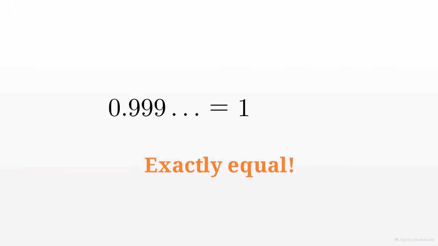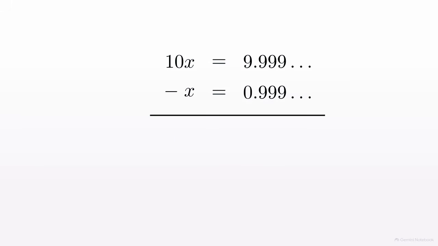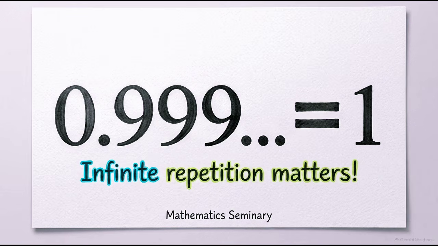This is a strict, undeniable equality. It is not an approximation, and there is absolutely 0 gap between these two values. Reviewing the algebraic logic side by side clarifies exactly how this works. Subtracting the original infinite string from 10 times that value cleanly removes the decimal. Infinite repetition alters how numbers behave. A sequence that never terminates does not operate by the same finite visual rules you rely on for everyday arithmetic. When we learn how to rigorously test infinite processes, math allows us to turn counterintuitive illusions into perfectly exact finite truths.